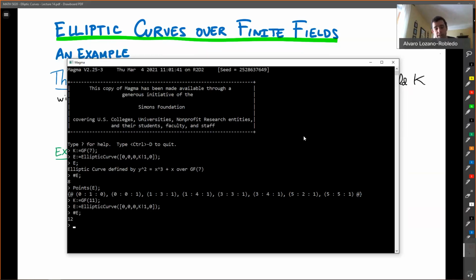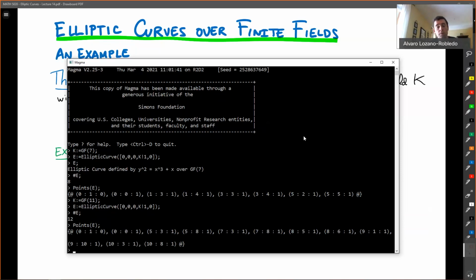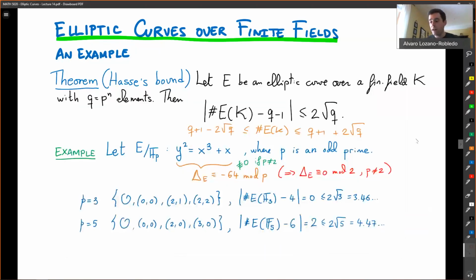Again, it happens to be exactly the same number. There's a reason for this, because this elliptic curve is special. It has complex multiplication, and there is a reason why these primes are exactly, the number of points is exactly 2 plus 1. And I can find the points again if I want to. There are all the points on the elliptic curve. Okay, so that's just a little bit of magma right there.